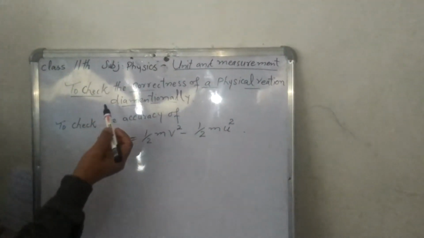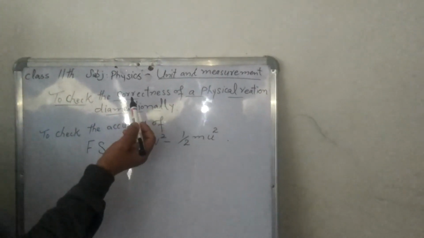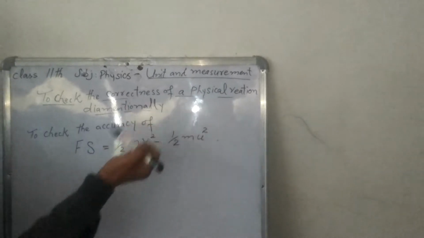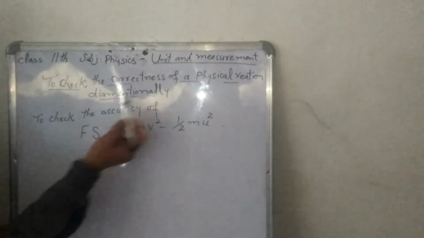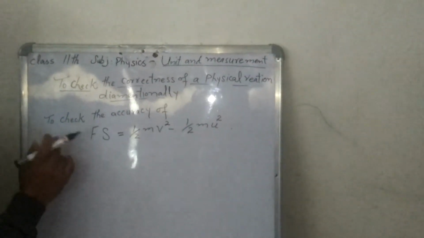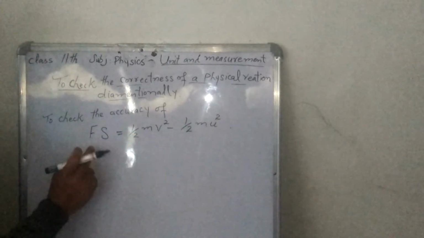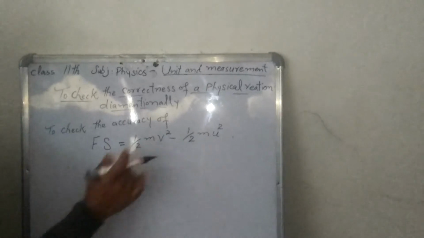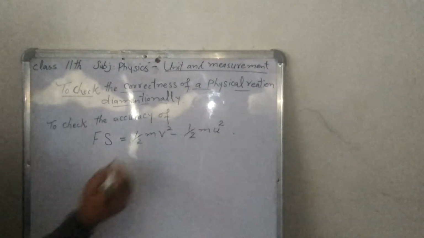Unit and measurements. Lastly, we have discussed the principle of homogeneity to check the accuracy of a physical relation. Today, to check the correctness of a physical relation dimensionally, let us take a physical relation, that is Fs equal to 1 by 2 mv square minus 1 by 2 mu square.